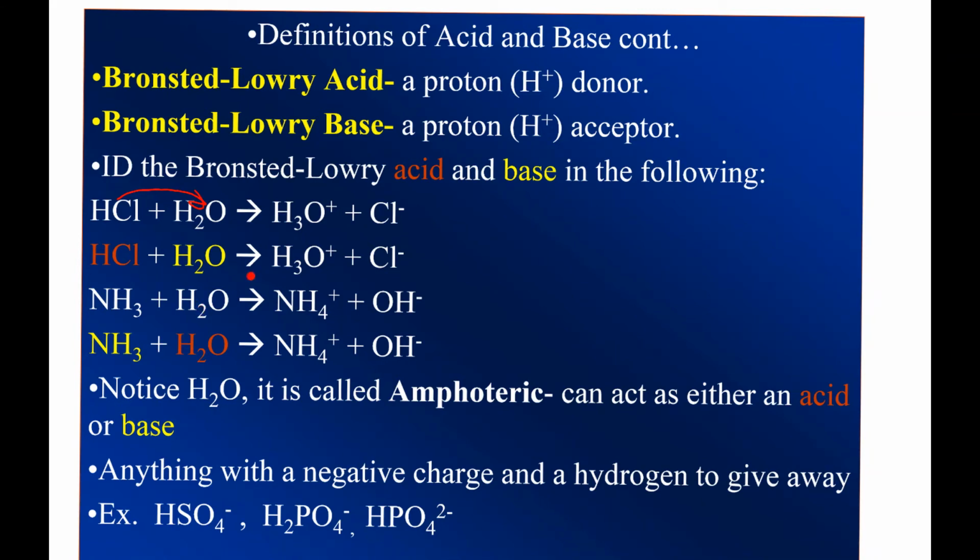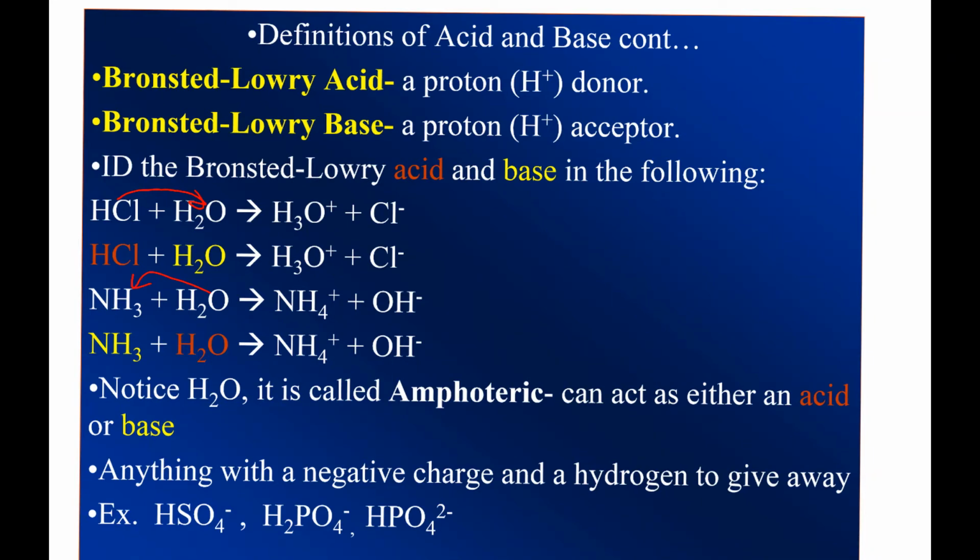NH3, ammonia, plus H2O. What happened in this one? In this case, water gave one of its H+ ions to ammonia to produce the ammonium ion and hydroxide ion. So in this case, the water was the acid and the ammonia was the base. So basically, here's what water is. H2O is called amphoteric. That means it can act as either an acid or a base.